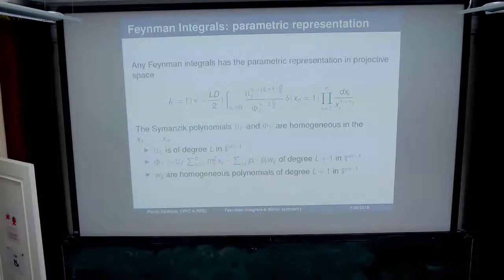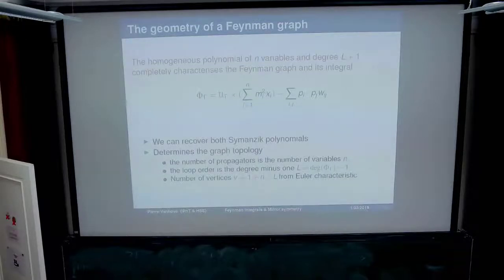So what I want to say here is that phi gamma is a homogeneous polynomial of degree L plus 1 in projective space, because it's a projective integral, P^(n-1), where n is the number of edges. And everything is linear in the physical parameters. So this is linear in the mass squared, and this is linear in the kinematic invariants. Okay? And this is an important point. So now, essentially, the geometry of the Feynman graph is characterized by this homogeneous polynomial.